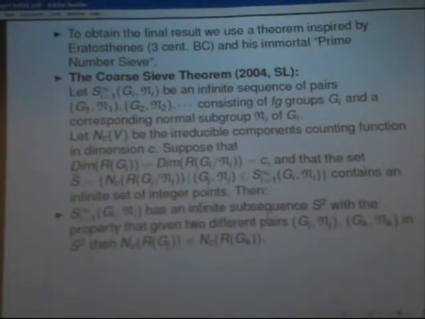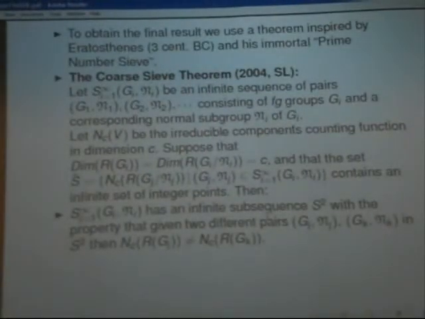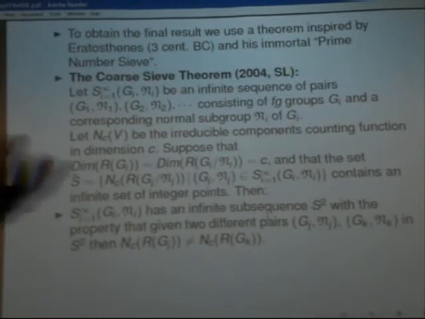Then, right away, you can conclude using the coarse sieve theorem that this sequence has an infinite subsequence S squared with the property that, given two different pairs in S squared, the number of C-dimensional irreducible components of this algebraic variety are different. So this gives you an infinite number of non-isomorphic algebraic varieties, representation varieties.